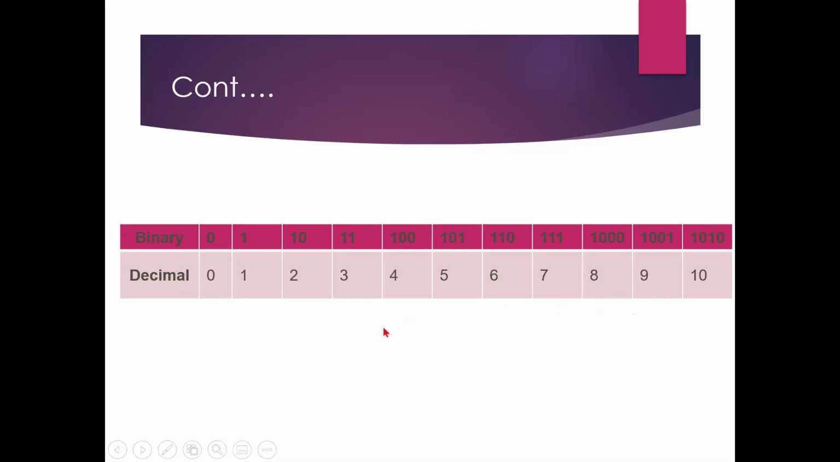So the point to understand is that we have only 2 symbols in the binary number system. To represent the next higher value, you have to go for a 2-digit number, that is 10 in the binary number system. Important points to remember in the binary number system: there are only 2 symbols used, 0 and 1. If you want to represent a value higher than 1, you have to go for a 2-digit number, that is 10. So this is how we represent values in the binary number system, and these are the equivalent values in the decimal number system.